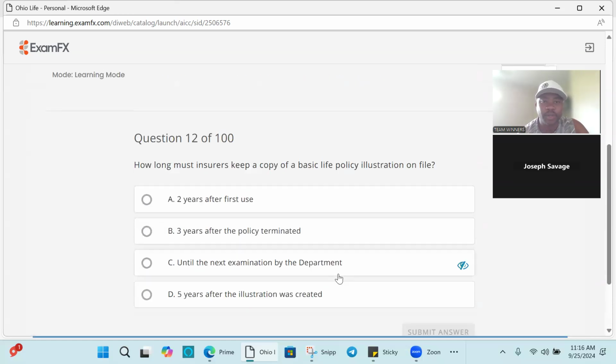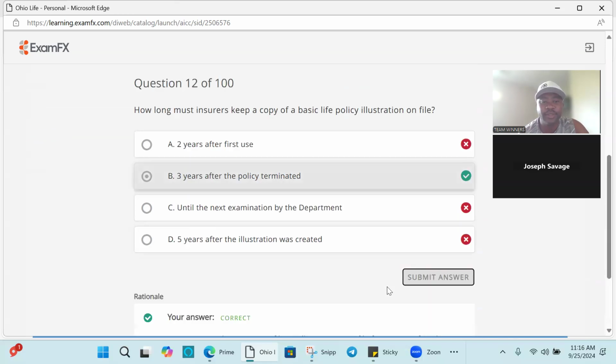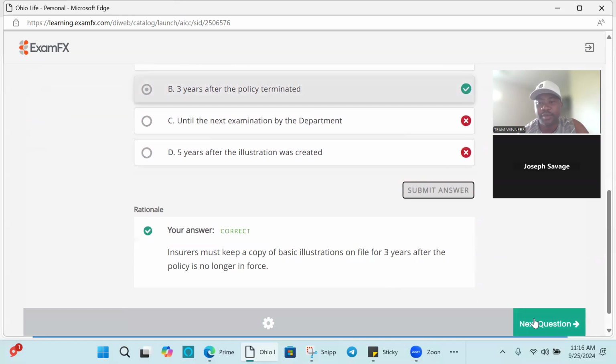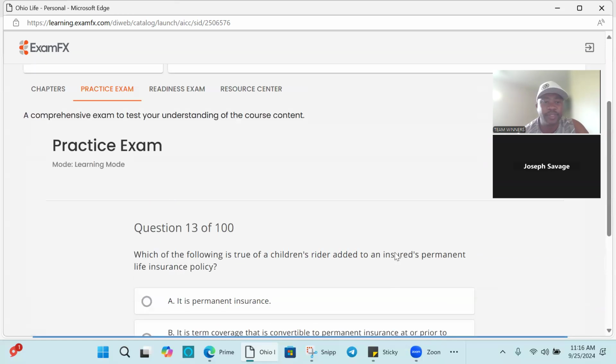How long must an insurer keep a copy of a basic life policy illustration on file? I'll say 5 years. I'm not sure about this number. I think it's B. Three. I'm not sure about this one. Let's find out. You're right. When it comes to an exact number, then it's a guess.